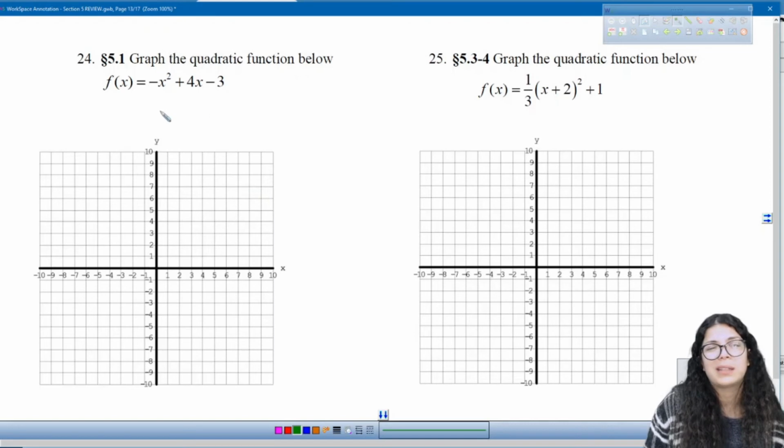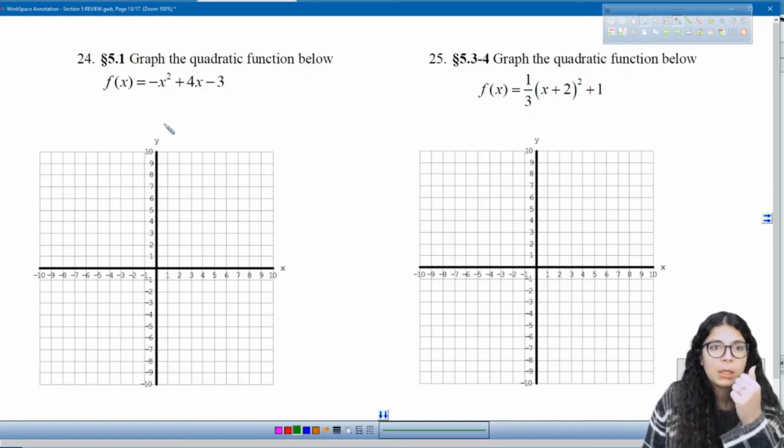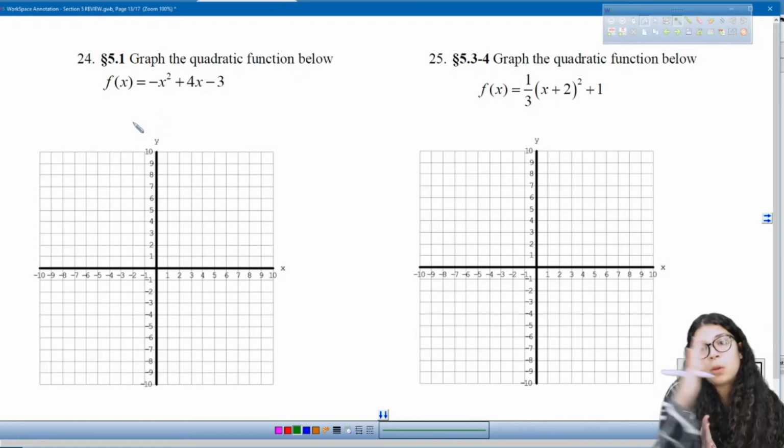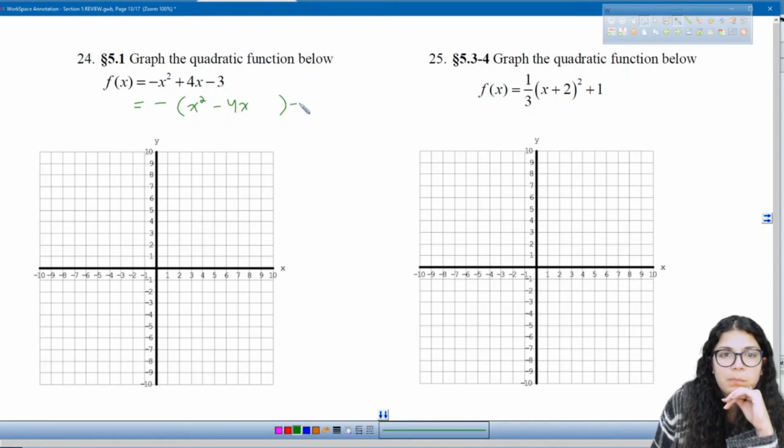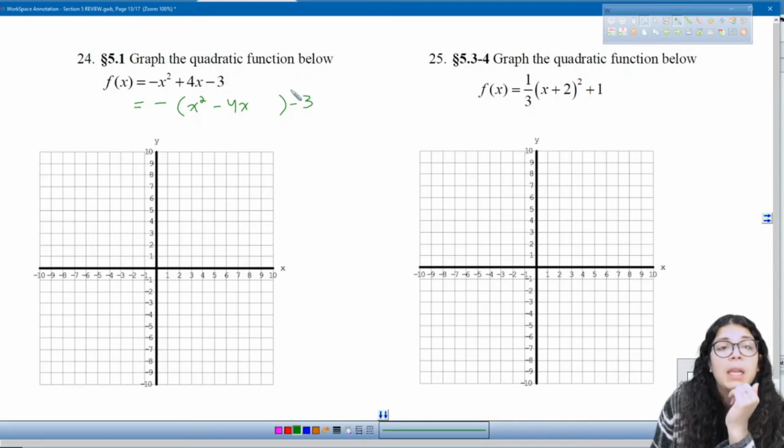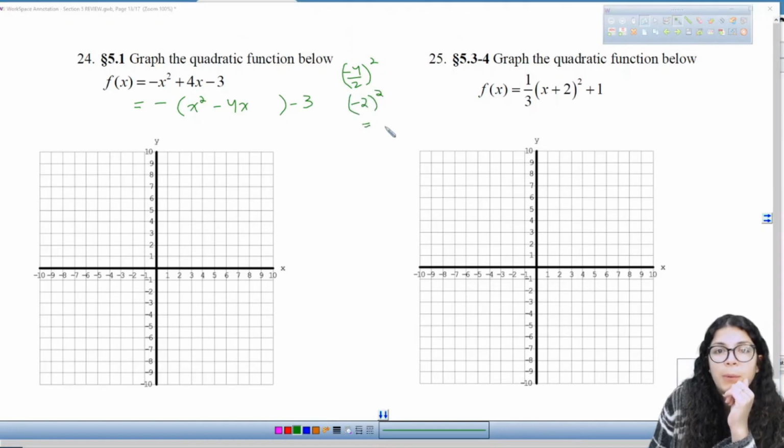What I'm going to do is get the vertex form, because the vertex form is going to give me the vertex, and it'll give me the a value as well, which I could use to do the slope 1 unit to the right. So let's complete the square. I'm going to factor out the negative from both terms and separate the back term. Then I'm going to take that b value, divide it by 2, and square it. So I get negative 2 squared, which is 4.